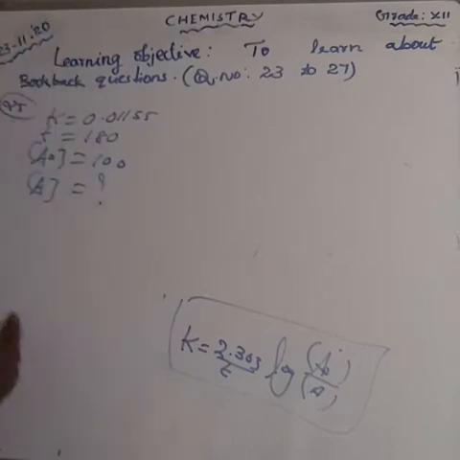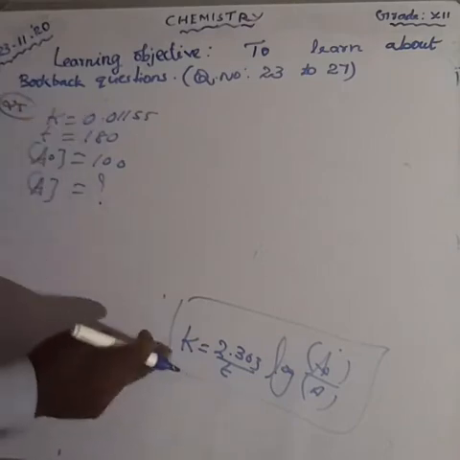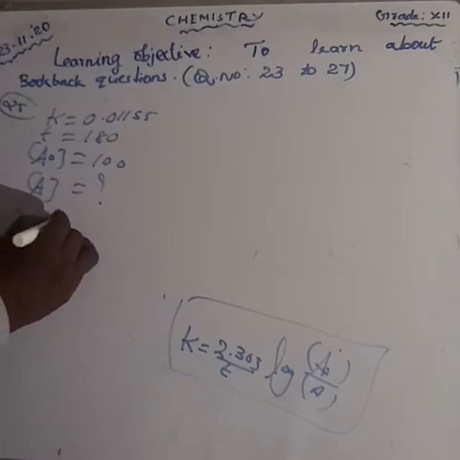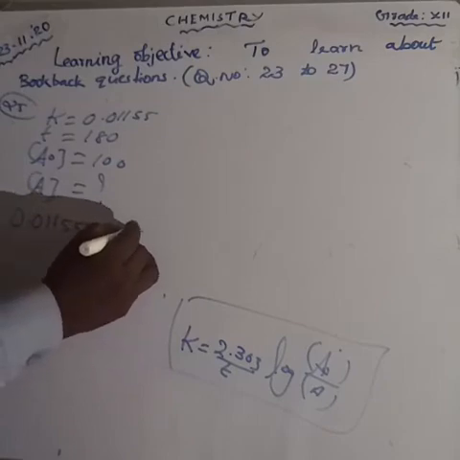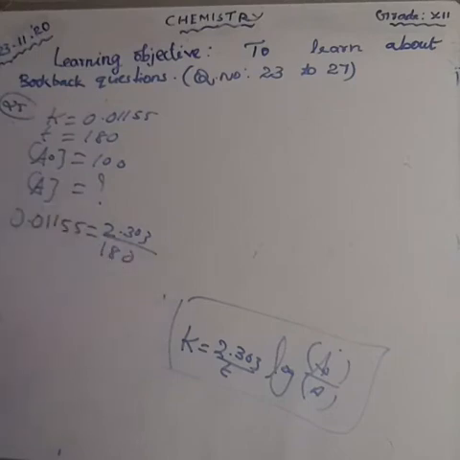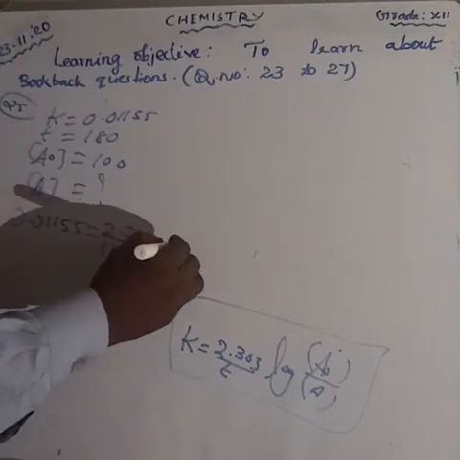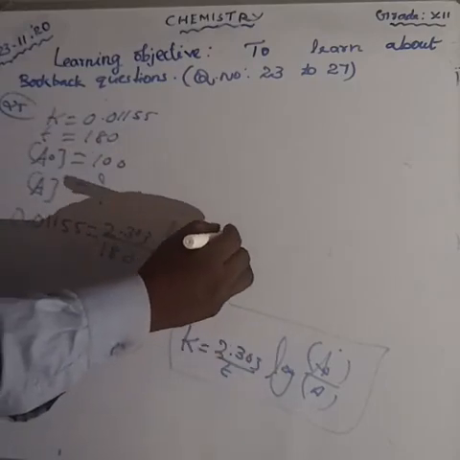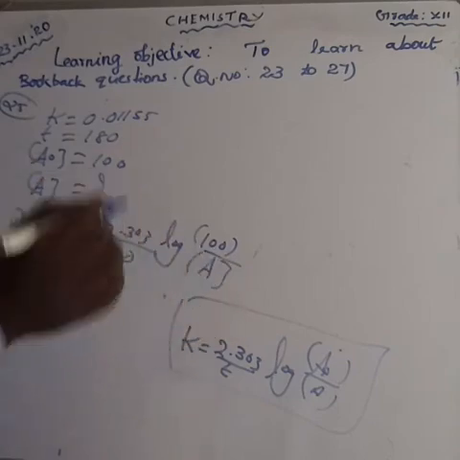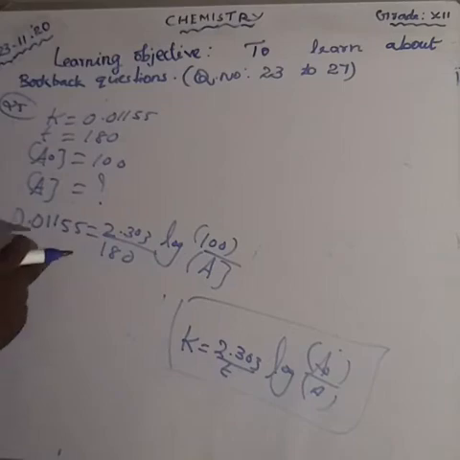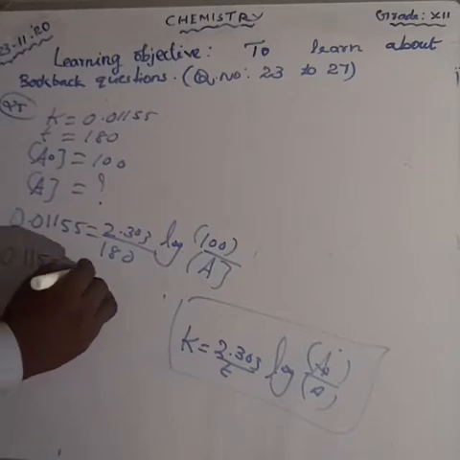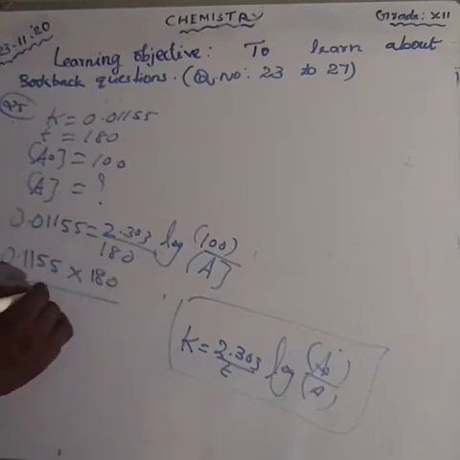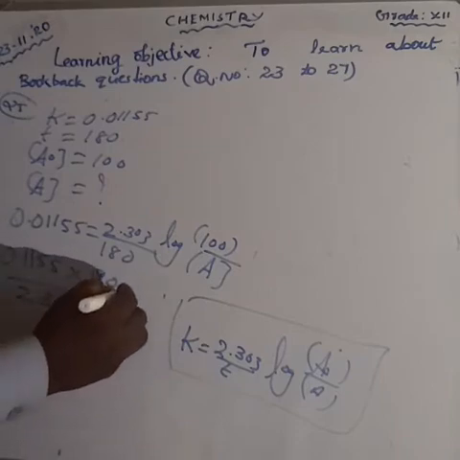Okay. So we have to calculate this. K given, how much? 0.01155 is equal to 2.303 divided by T, how much? 180, multiplied by log A naught value 100 divided by A, the question mark. So we should multiply this. As per cross multiplication, 0.01155 into 180 divided by 2.303 is equal to log 100 divided by A.